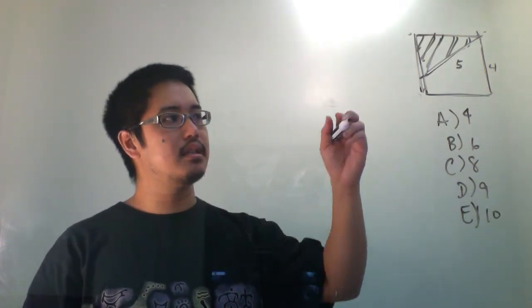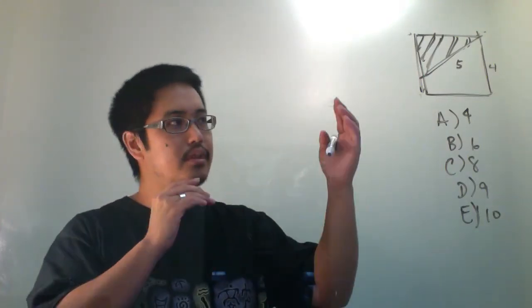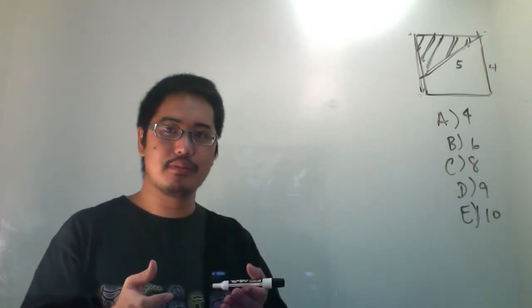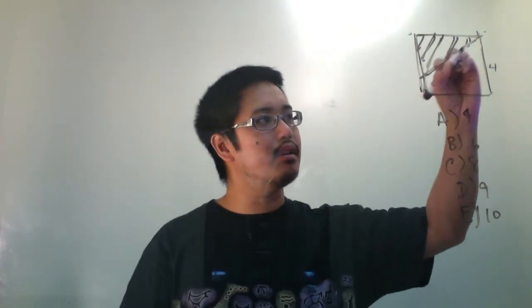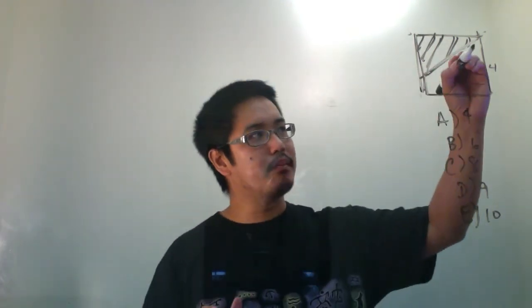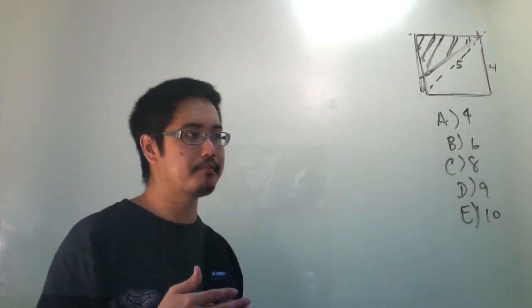Is the shaded region half of the square? Are we dealing with at least half of the square? I would say no, obviously not, because if you look at it, you can see that's not even half. If it were half, it would be this dotted line right here. But it's less than half, okay?